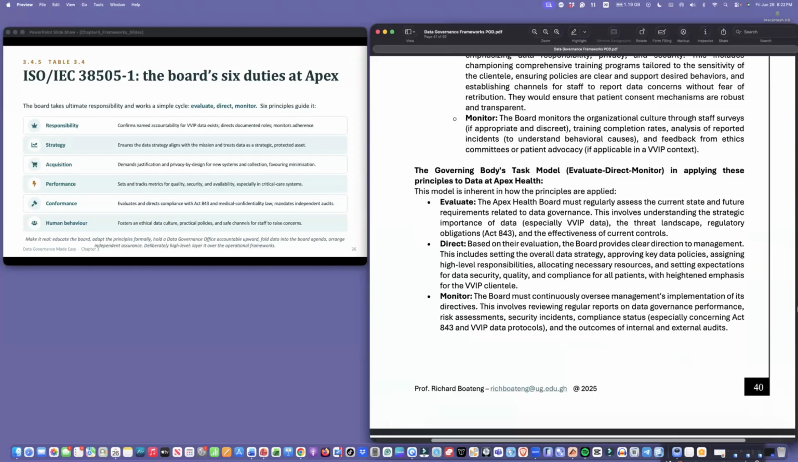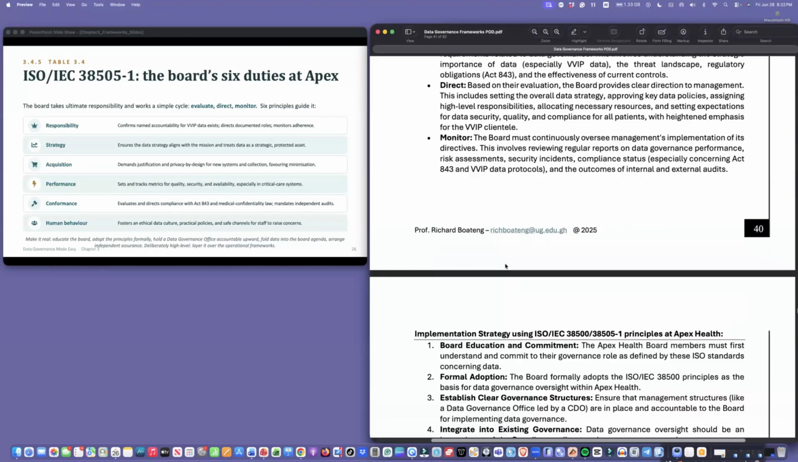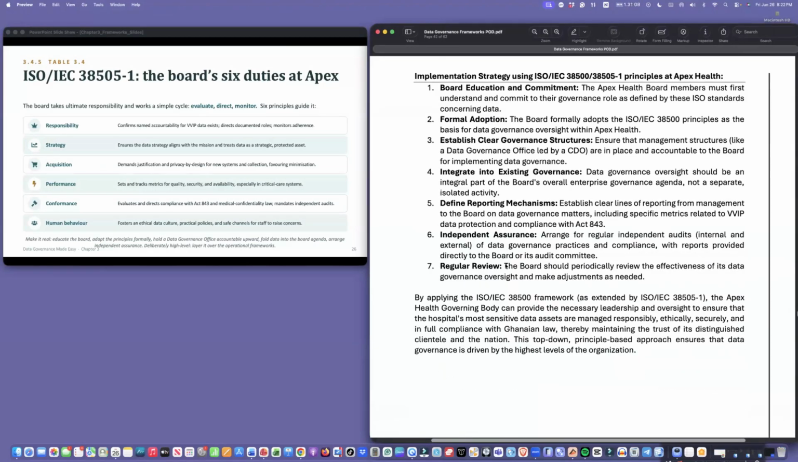So evaluate, direct, monitor is the governing body's model that will apply to all of the principles. Good. So the ISO implementation will start with board education and commitment. We have to train the board to understand their governance role according to the ISO standard. This may be a 3-day training we give to all board members.